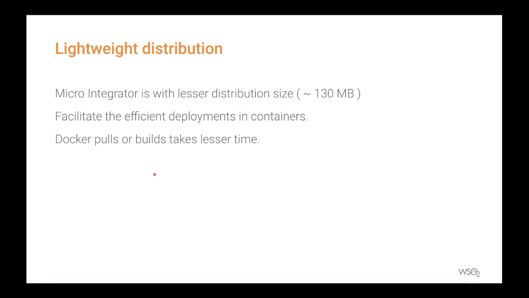First thing is the lightweight distribution. As Milinda has already stated, our key motivation behind developing Micro Integrator is to target container native deployments. When it comes to containers, the distribution size is crucial. Our Micro Integrator size is around 130 megabytes, and we are still working on reducing that even further. If you wonder how this helps in container deployments, the resource is a significant thing. We can't simply waste resources, so we need a smaller distribution size. Also, if you are deploying in containers, you are going to do multiple Docker pulls and builds, so if the distribution is bulky, it will take too much time. That's why we have kept the distribution size small.